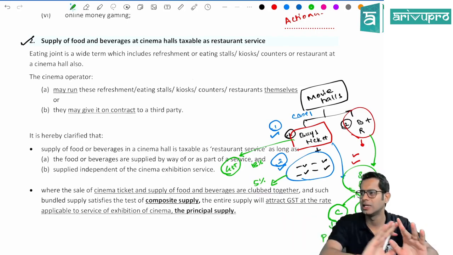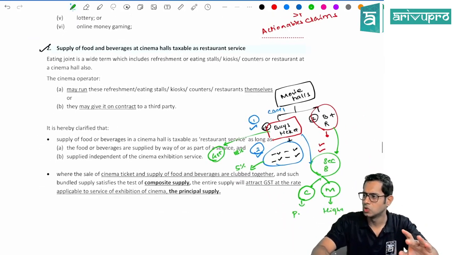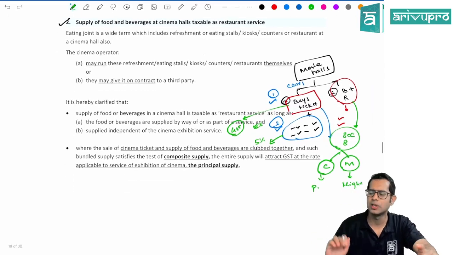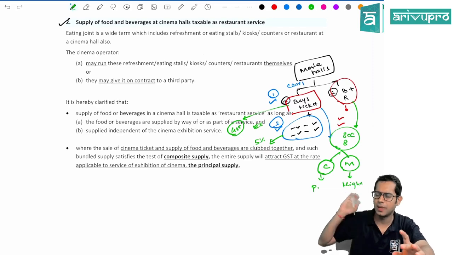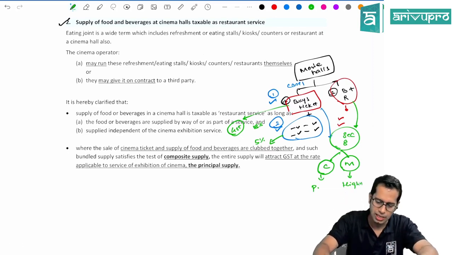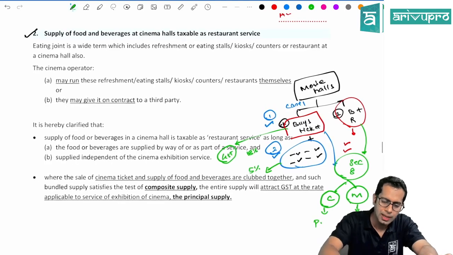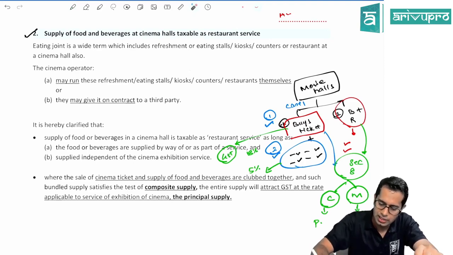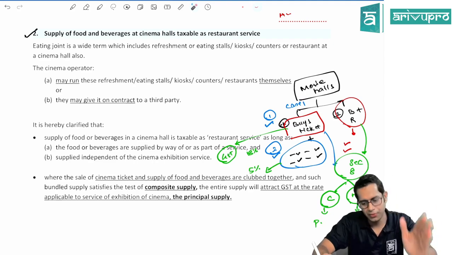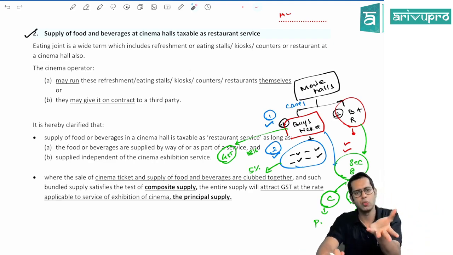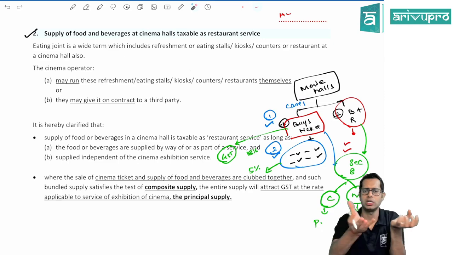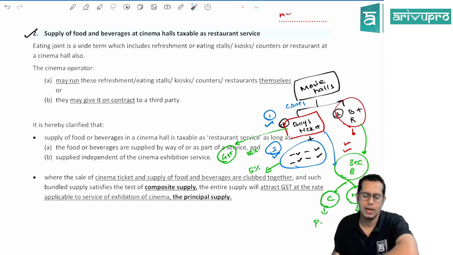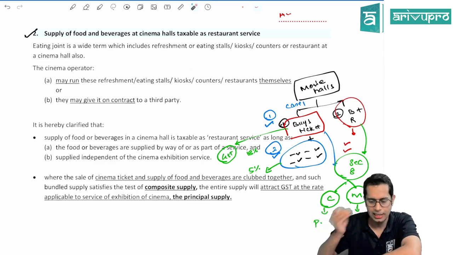So this is just one single clarification which they have given. You should check whether it is a composite supply or mixed supply. If it is a composite supply, apply the rate of principal supply. If it is a mixed supply, apply the highest rate. So what is important over here? Whether the ticket which you have booked is only for watching the movie or it is for watching the movie and eating food over there.